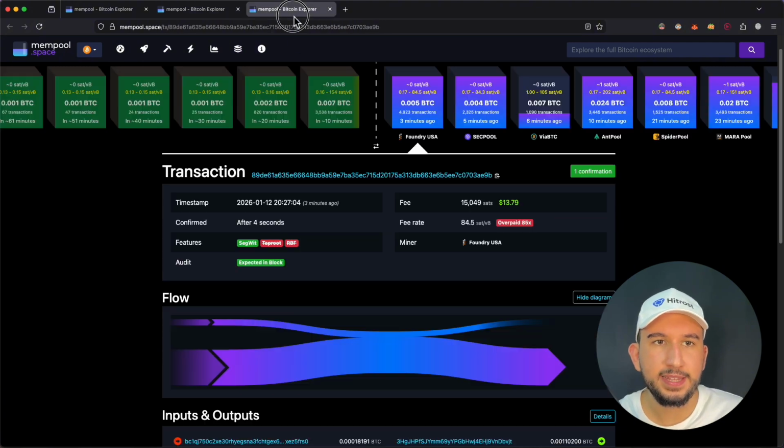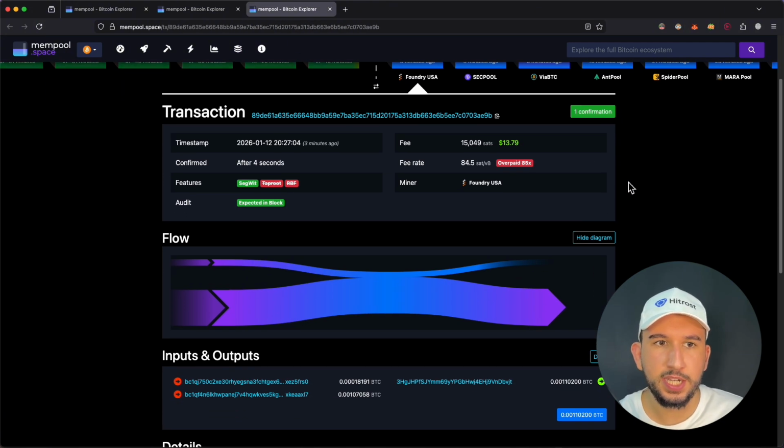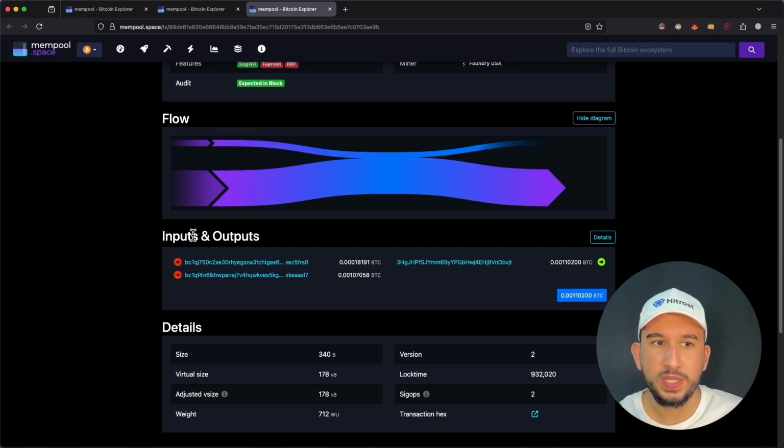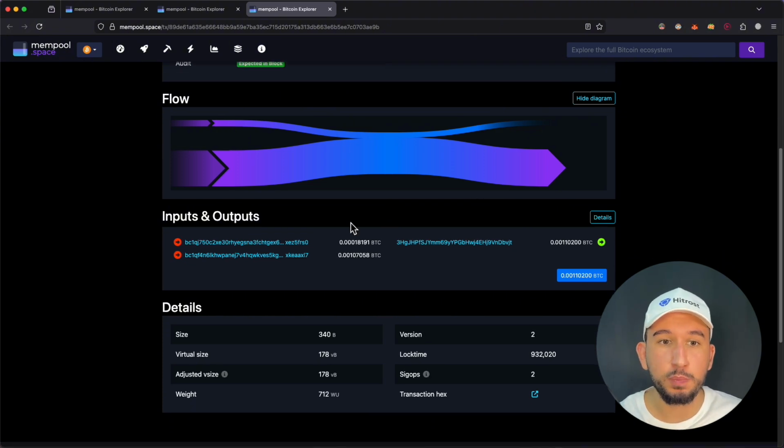If we open a transaction here, we can see it was confirmed after 4 seconds. We can see the fee. We can see the inputs and outputs of the transaction. Whenever you send Bitcoin, you're not sending coins, you're spending UTXOs. And UTXO stands for unspent transaction output. This is basically a chunk of Bitcoin. Every time you spend Bitcoin, the chunk gets destroyed and a brand new UTXO, the output, is created.